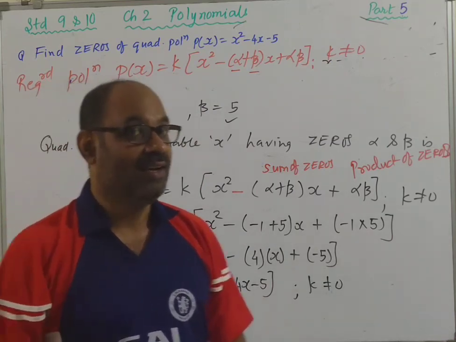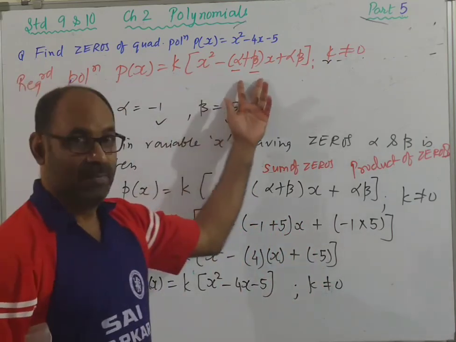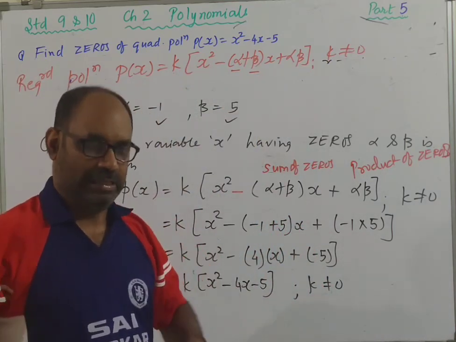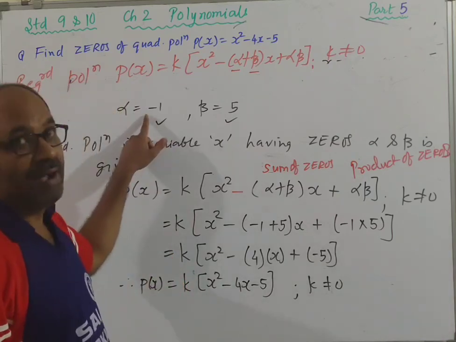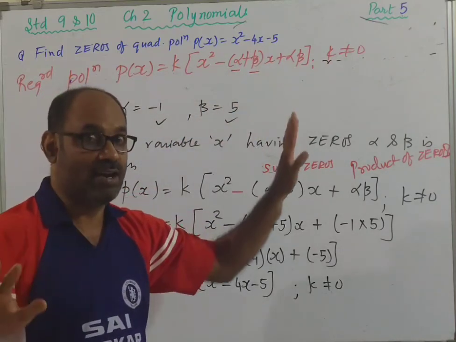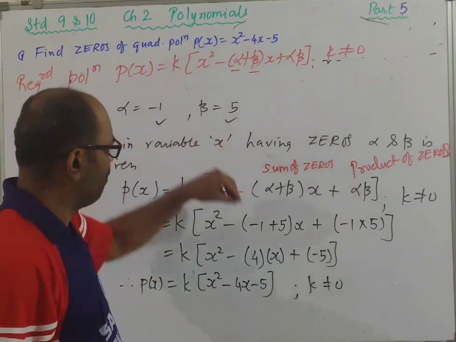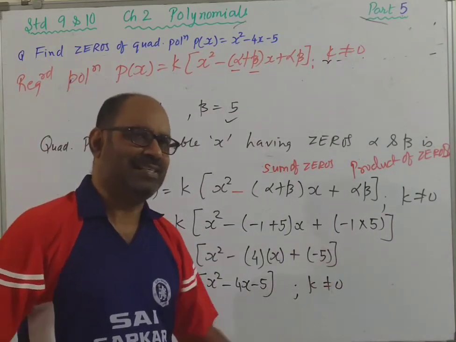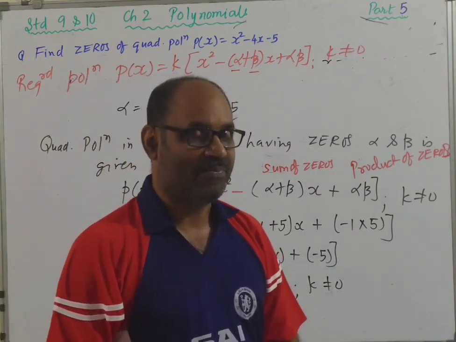Alright, very soon see you in the next session where zeros will be given and you have to find the polynomial. We'll see more examples. Sometimes zeros are given, minus 1 and 5. Sometimes they give you the sum of zeros and product of zeros instead. Wow, in place of sum, write it directly, in place of product, write it directly. Let's see those types of sums in the next session. 10th standard, it is very important for you.